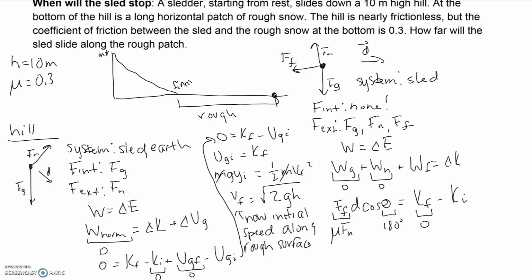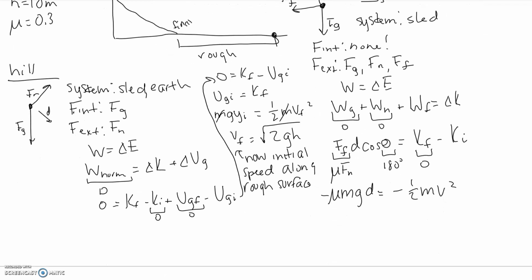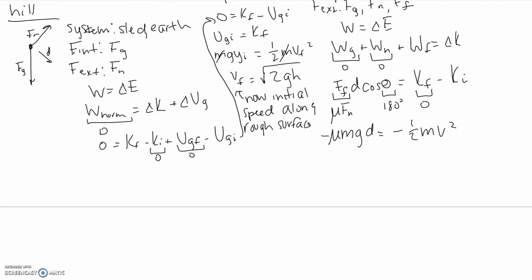So simplifying here, we've got mu times normal force. Looking at our free body diagram, normal force is equal to the weight, mg. So you have mu m g d, cosine of 180 is -1, so this is negative, is equal to 0 minus our initial kinetic energy, 1/2 m v squared. I'm not going to put a subscript on the v. All right, let me scroll here. Our negative signs cancel out. We are solving for d.